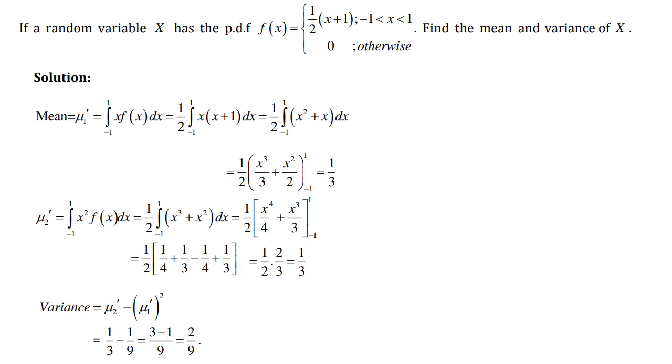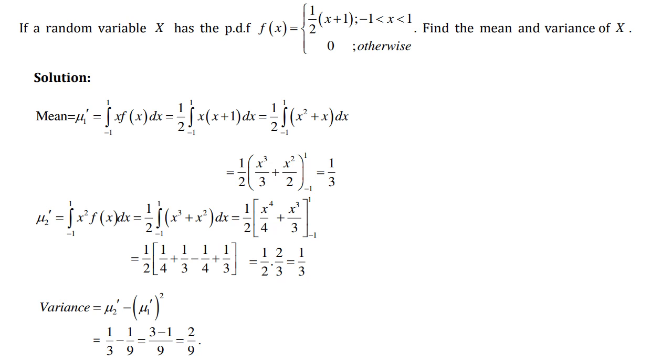So to find mean, that is mu1, which is equal to the integral from -1 to 1 of x f of x dx, which is going to be equal to 1 by 2 integral from -1 to 1 of x(x plus 1) dx. If we integrate it in the limits -1 to 1, we will be getting the answer as 1 by 3. Now in order to find variance, we need to find the value of mu2.